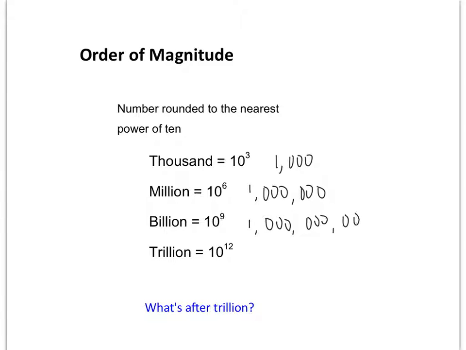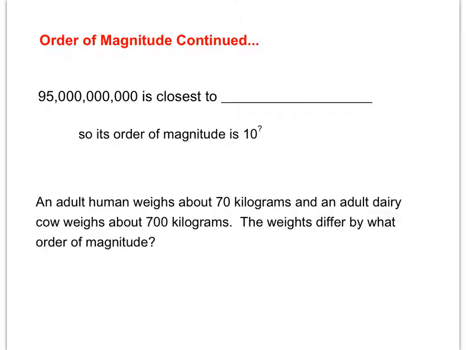So 10 to the ninth. And trillion is 10 to the 12th. So I'll write 12 zeros. And just a question, but do you know what comes after trillion? Quadrillion, then quintillion, and it will continue on with certain prefixes. 95 trillion is closest to 100 trillion if we rounded. So its order of magnitude would be 10 to the 11th because it has 11 zeros.